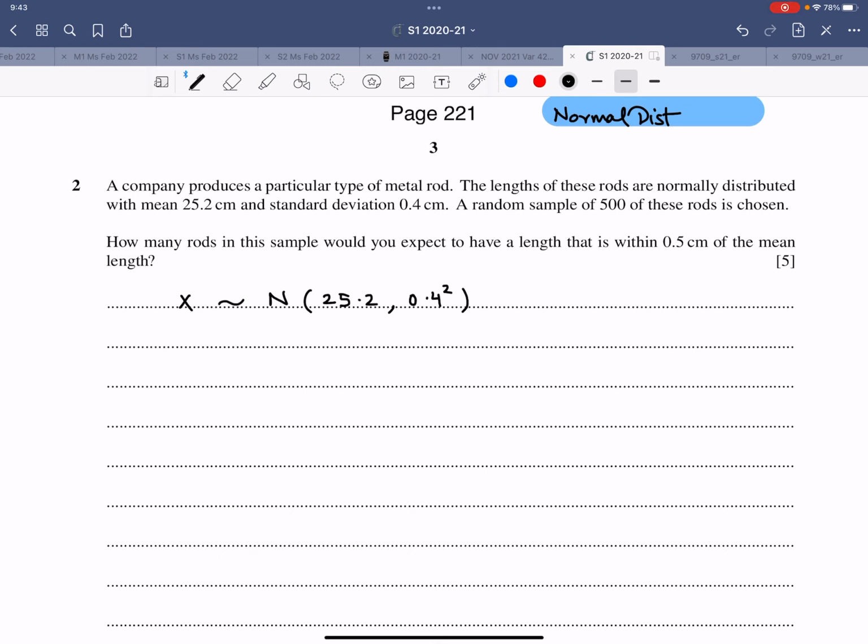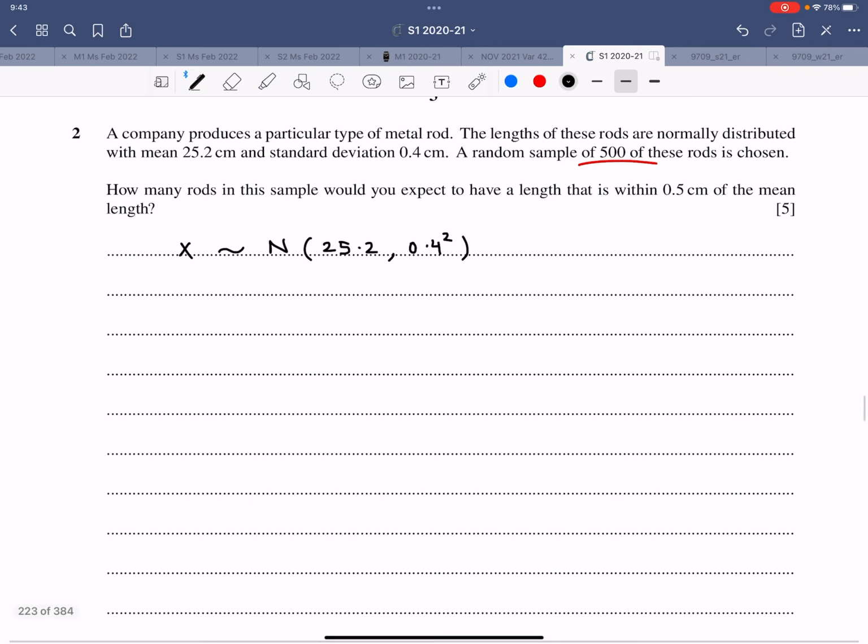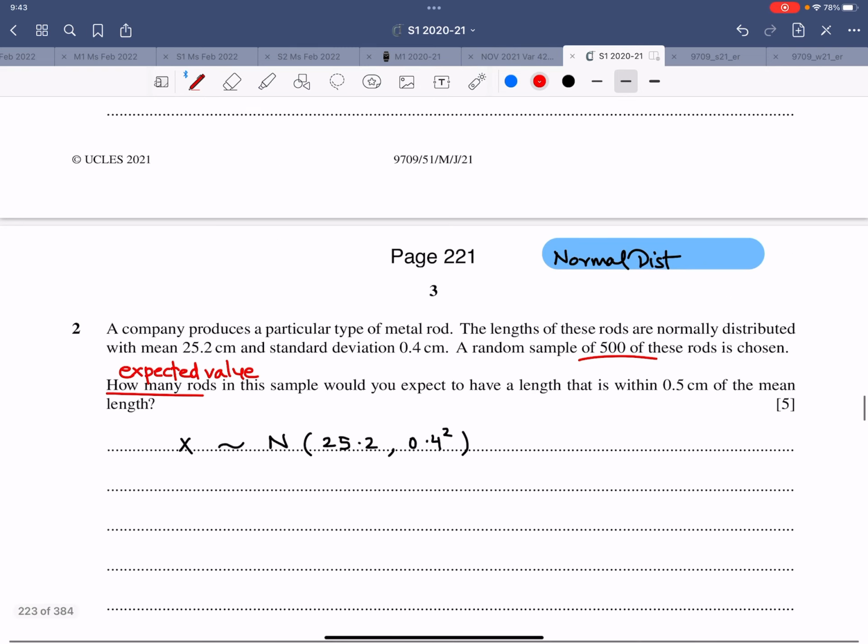A random sample of 500 of these rods is chosen. Why have they given this number? Let's see. How many rods in this sample? So they are asking how many. This is basically the expected value that they ask. So this question is about normal distribution as well as the expectation formula from binomial, which is np.